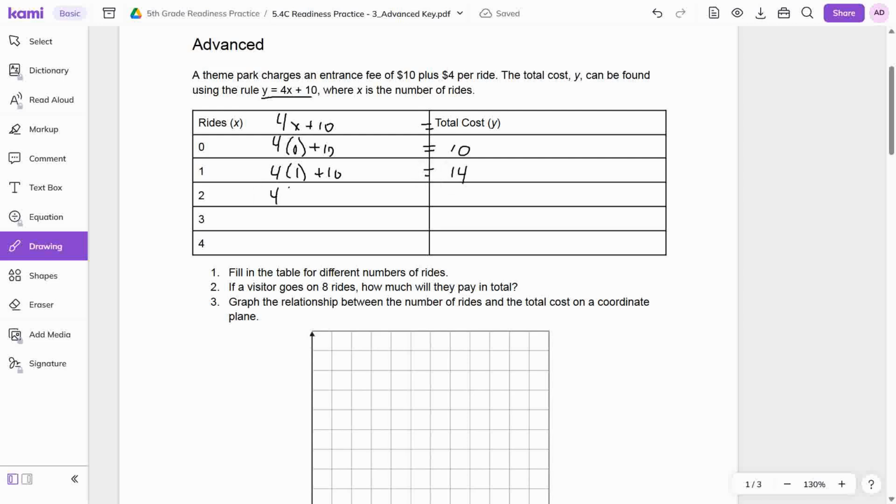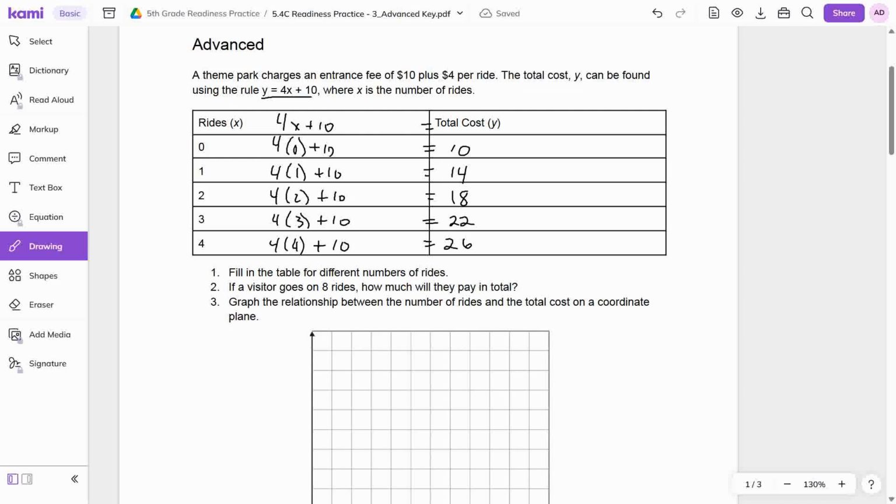If I want to ride two rides, now I'm going up another 4. So that's going to be 18. And then three rides. So you notice it's always going to start at 10. Then after that, I'm just going to go up by sets of 4. Because it's $4 per ride. So this is going to be $16 plus 10. And that's going to give me $26. All right, so now I've got my table filled out.